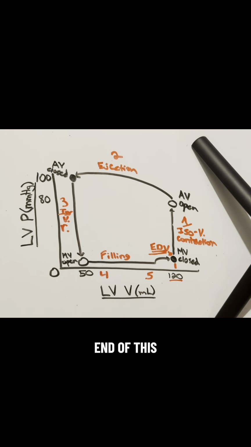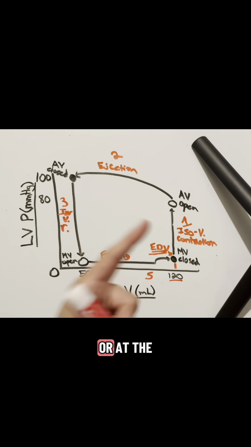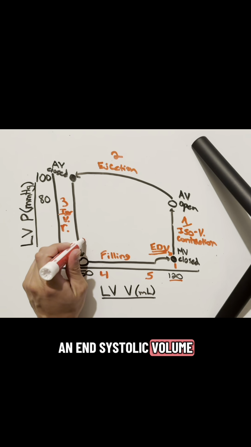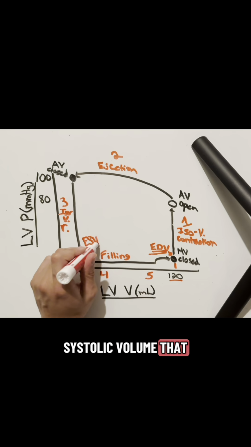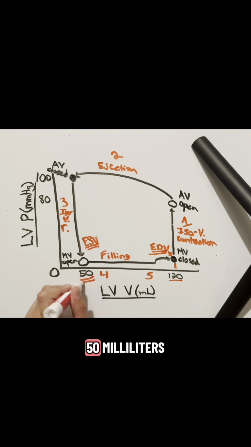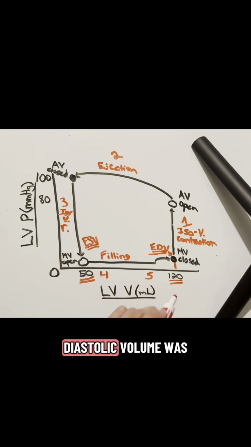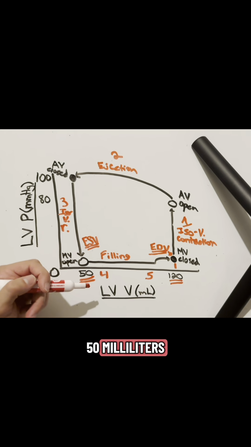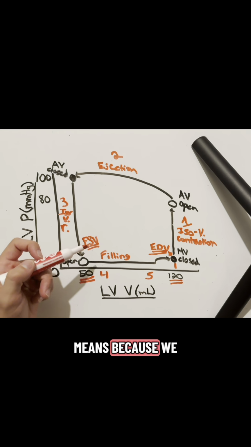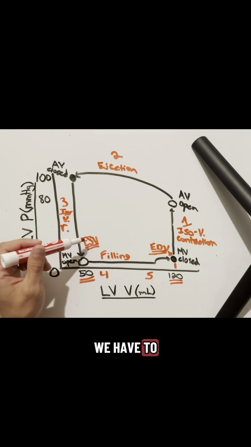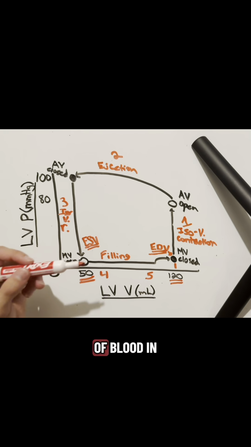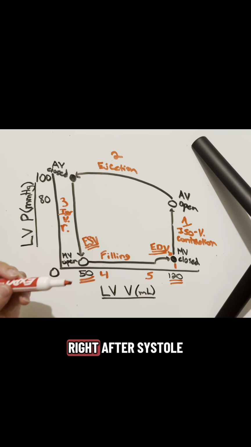And at the end of this, we will get end systolic volume. Well, at the end of ejection, we will get an end systolic volume. And the end systolic volume that we get is going to be 50 milliliters. So the end diastolic volume was 120 milliliters, but the end systolic volume is 50 milliliters. And what this means, because we have broken down what EDV means, we have to do the same with ESV. End systolic volume is the volume of blood in the left ventricle right after systole.